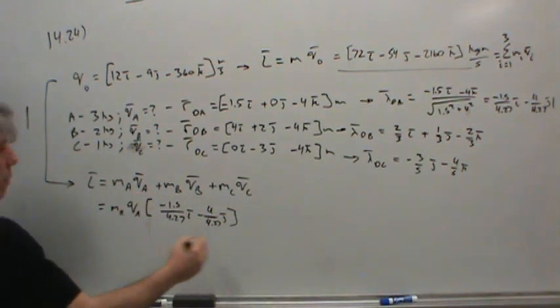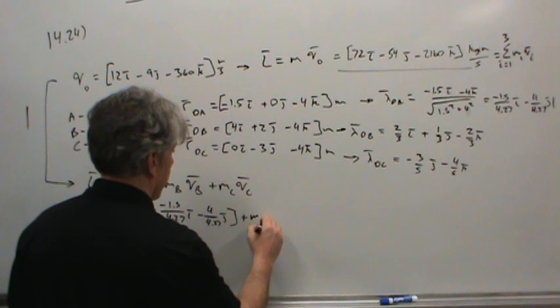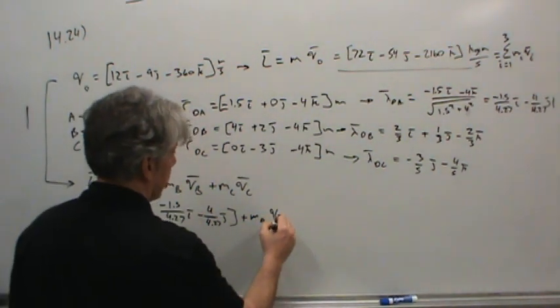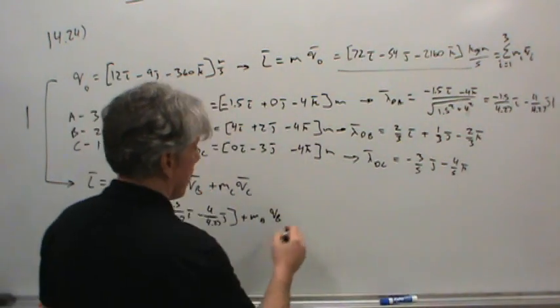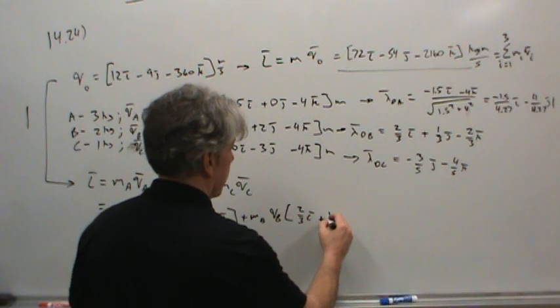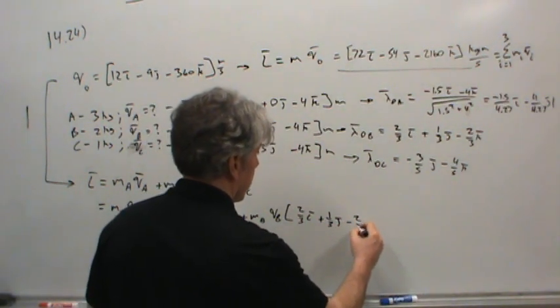So that's this first term, plus the mass of B multiplied by the velocity of B. Well, let's again use the magnitude, velocity of B, multiplied by 2/3 I plus 1/3 J minus 2/3 K.